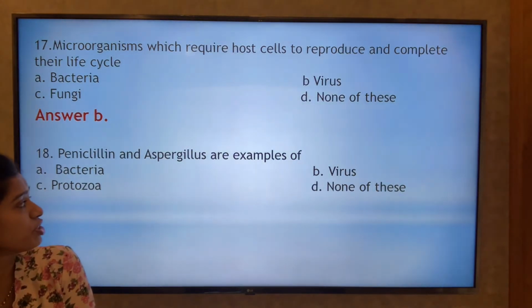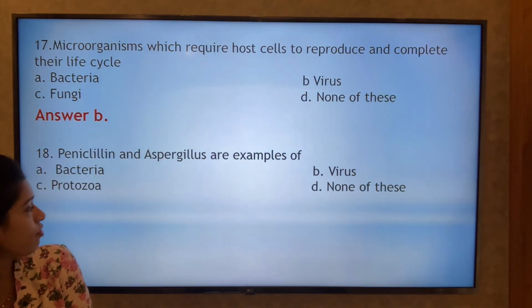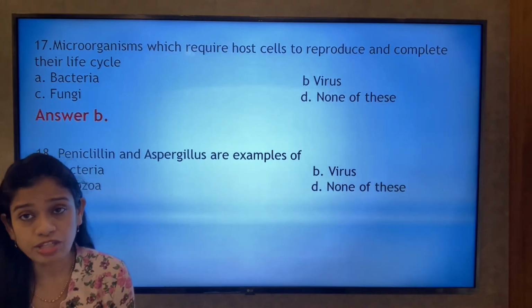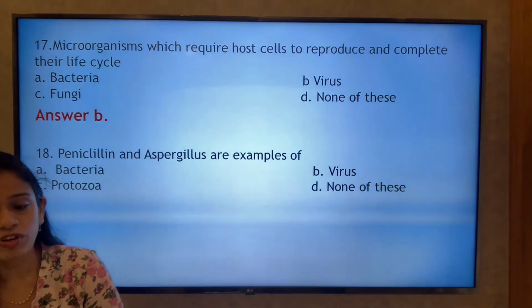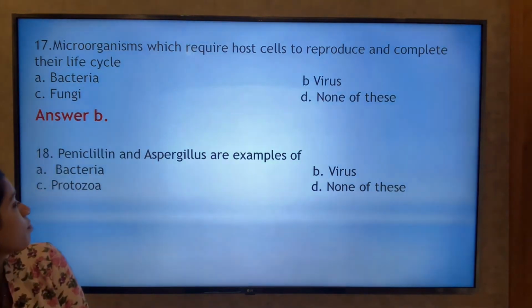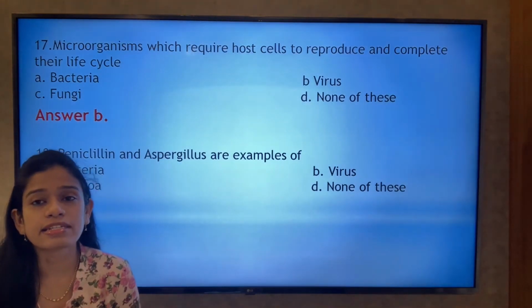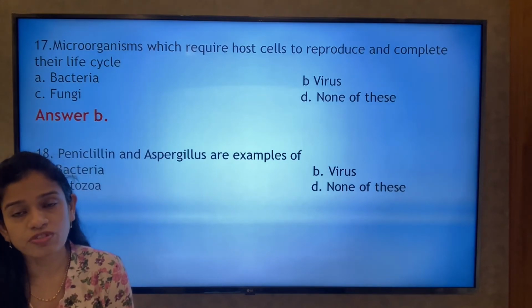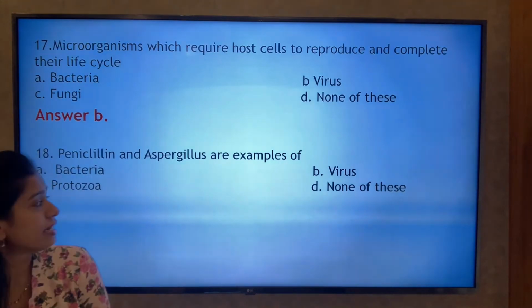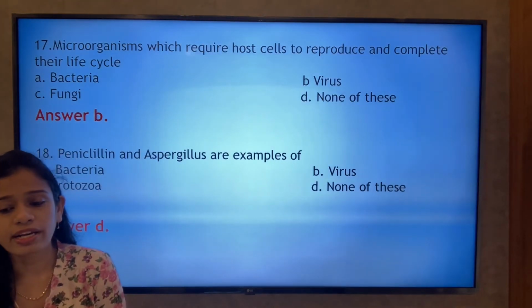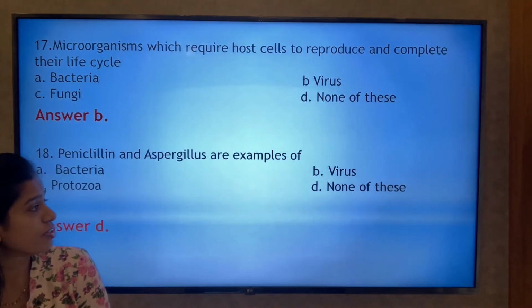Penicillium and Aspergillus are examples of bacteria, virus, protozoa, or none of these? So Penicillium and Aspergillus are both examples of none of these, because the correct answer is that they belong to the kingdom of fungi. So the correct answer is D, none of these.